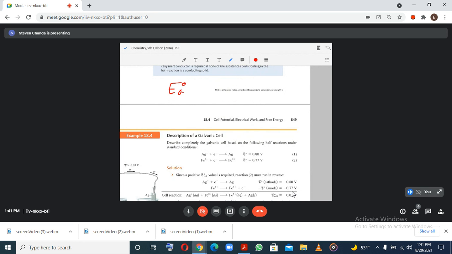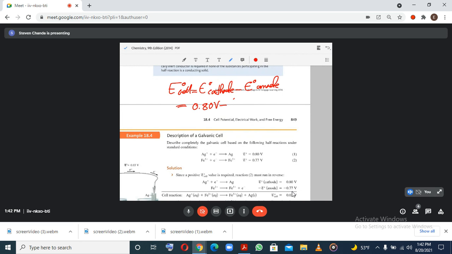the E cell is going to be what? Going to be E cathode minus. So in this one, they've already done the reversing in this equation. They've already done the reversing for you. So you just simply plug in your values.